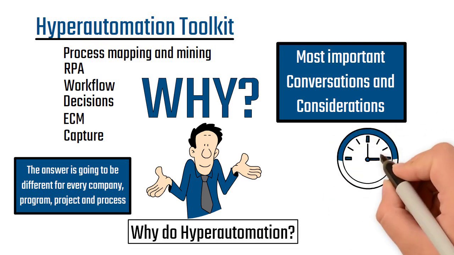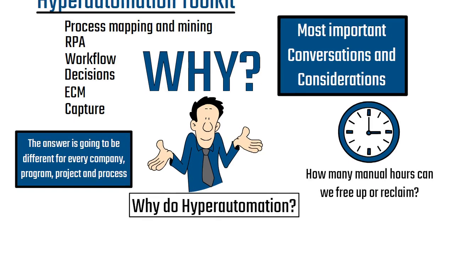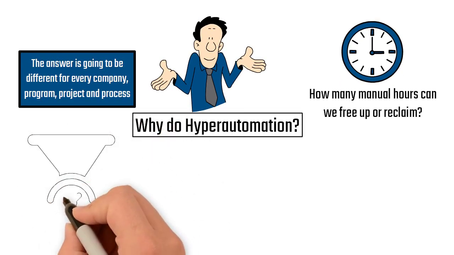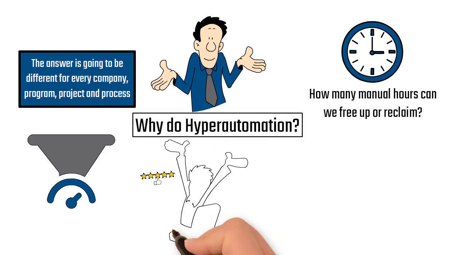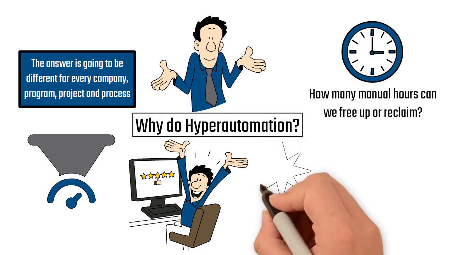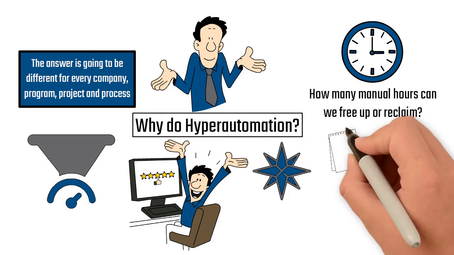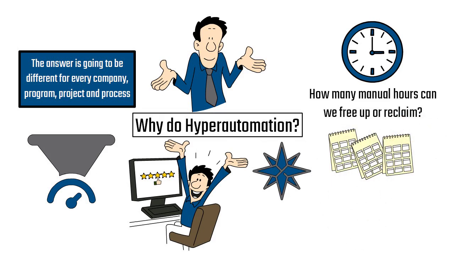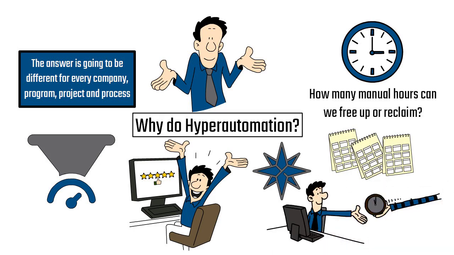It is, how many manual hours can we free up or reclaim for our knowledge workers? How much can we increase throughput for fill in the blank? And are you doing it to digitally transform, improve your customer experience, or so on and so forth? If so, get specific with your why and use it as your measurable North Star through the next few months and years to see if and how you're achieving it. It's also fun to keep a running tally of things like manual hours saved.